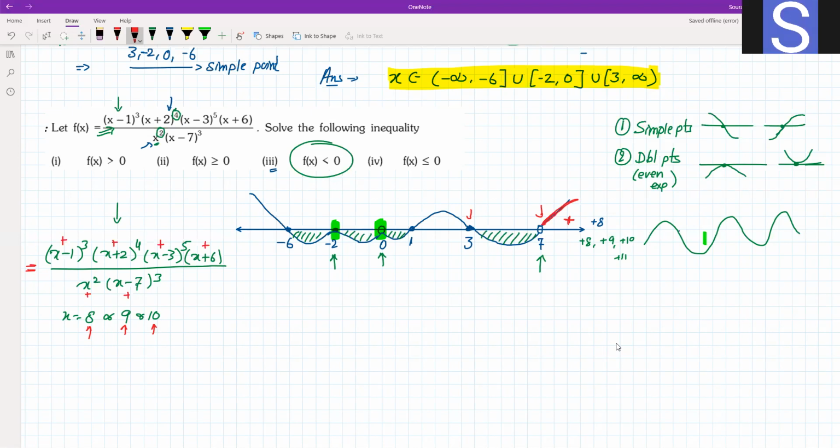At simple points, the curve has to cross the number line. At double points, it has to remain on the same side of the number line. So here I am crossing because it's a simple point. I have marked the double points. These are the double points.